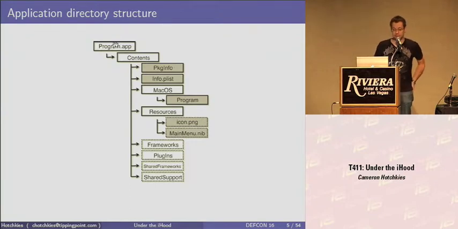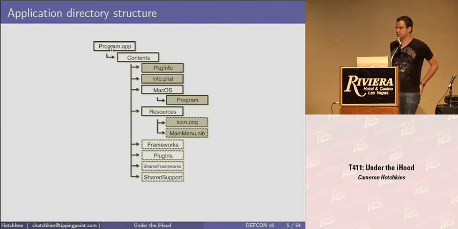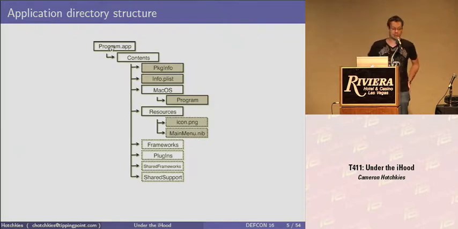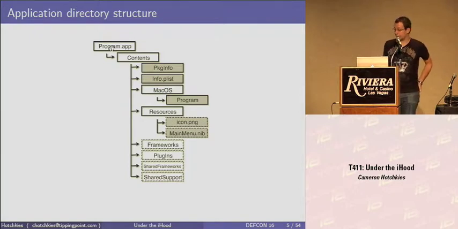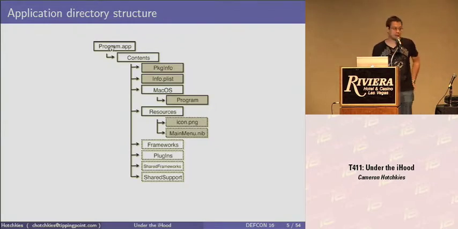MacOS is a directory, and inside of that, you have the program, which is going to be the same name as the app bundle name without the .app. Usually, it doesn't have to be, but most of the time, people will do the same thing. Resources is where you put your nib files and PNG files, etc. Frameworks, PlugIns, SharedFrameworks, SharedSupport: they're all optional directories, but they may end up in those directory structures.